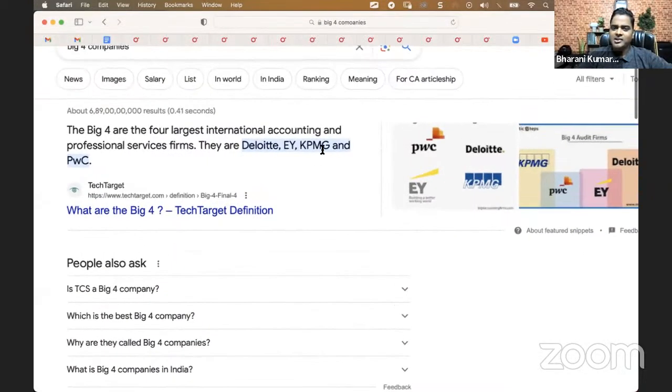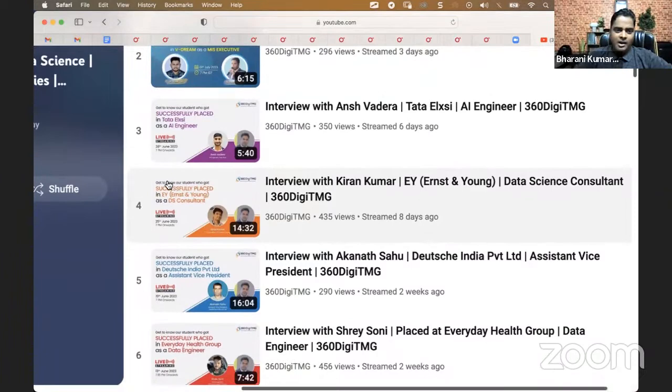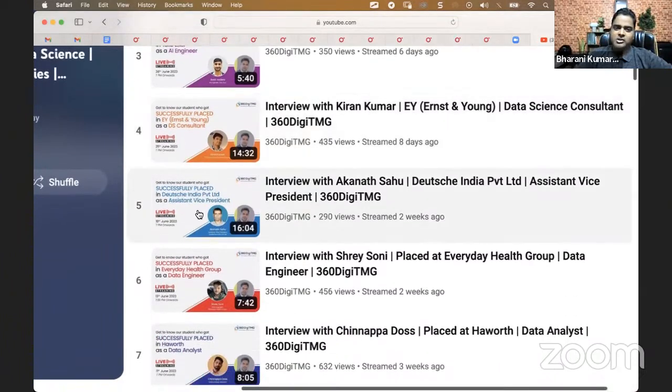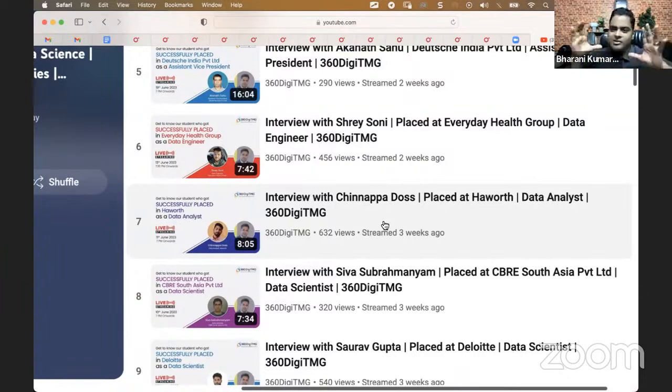Deloitte, Ernst & Young, KPMG, PricewaterhouseCoopers. Do you know what? Our students work in all these Big Four companies. One of our friends is working in Tata, Ernst & Young, Deutsche Bank as Assistant Vice President. Hayworth is a very big product-based company. Our friend Chinappa is working there. And Chinappa was saying that, I just explained about the project end-to-end and I got a job.